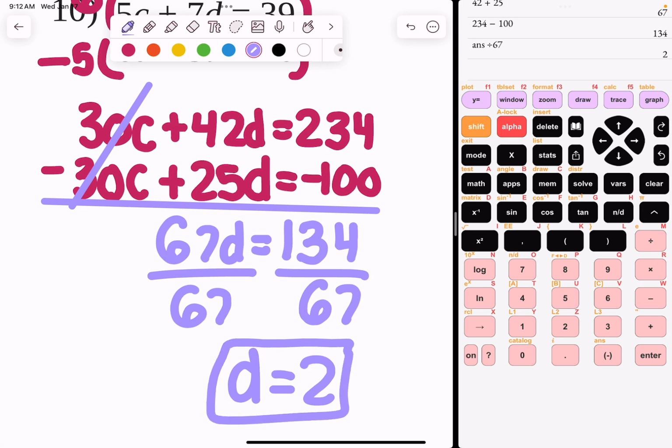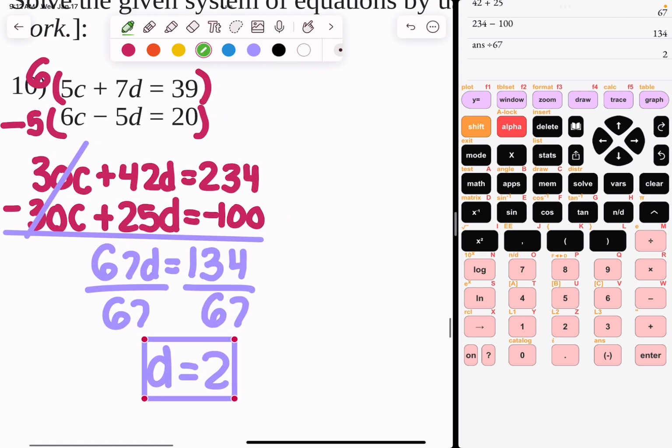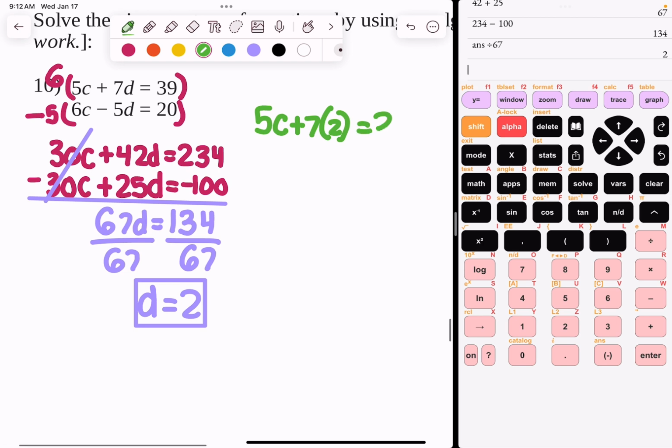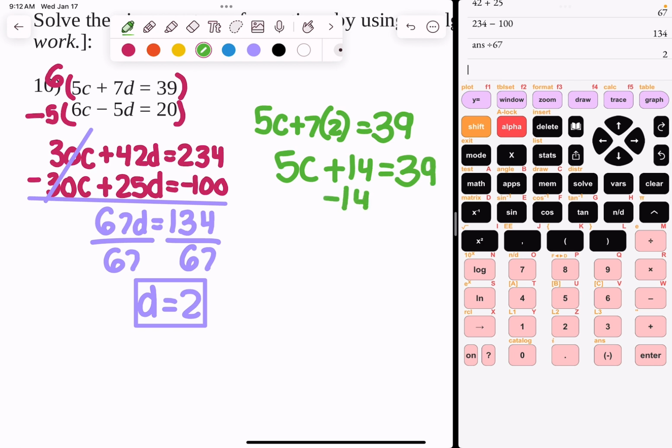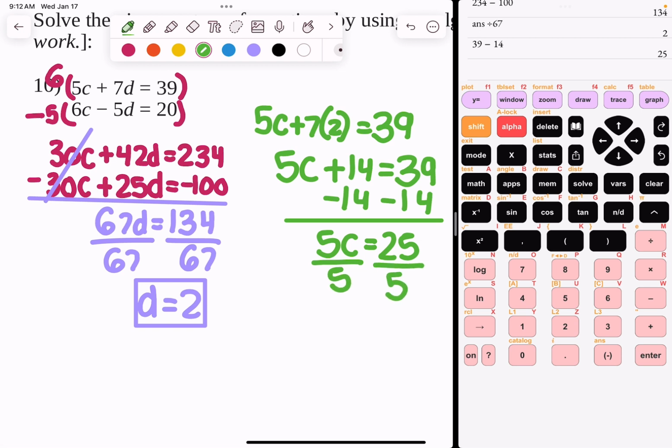Now I want to find c, so I'm going to go to any of the original equations. So 5c plus 7, my d is 2, equals 39. 5c plus 14 equals 39. Subtract 14 from both sides. 5c equals 39 minus 14 is 25. Divide both sides by 5. We get c equals 5.